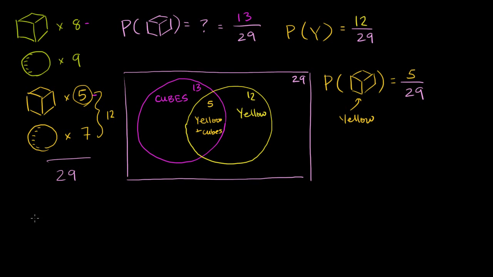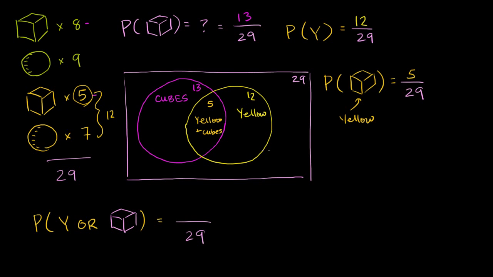Now let's ask, and this is probably the most interesting thing to ask, what is the probability of getting something that is yellow or a cube of any color? Well, we still know that the denominator here is going to be 29. These are all of the equally likely possibilities that might jump out of the bag. But what are the possibilities that meet our conditions? Well, one way to think about it is, there's 12 things that would meet the yellow condition.